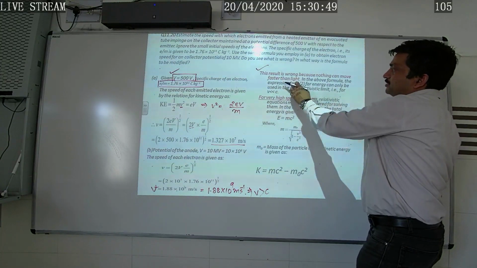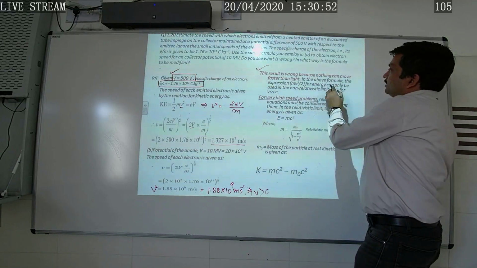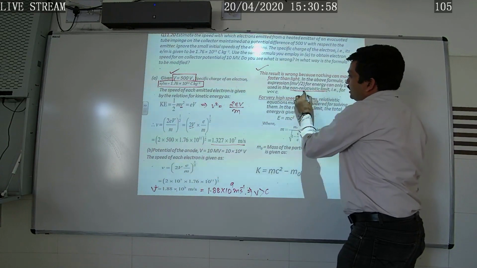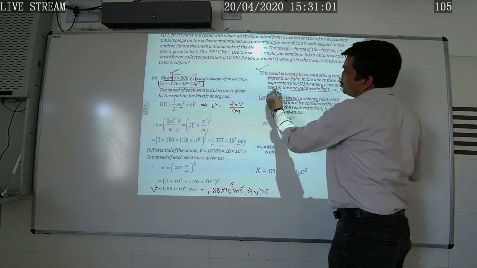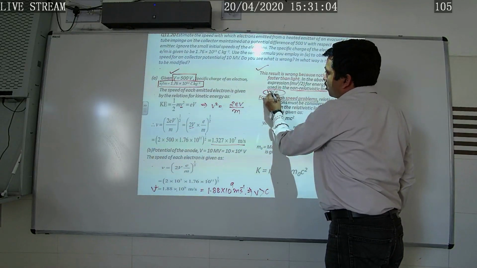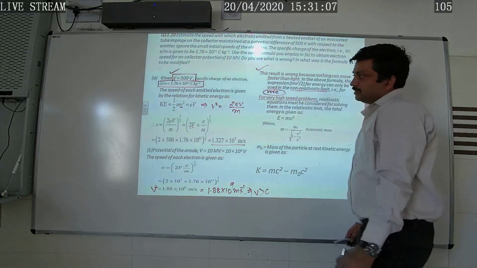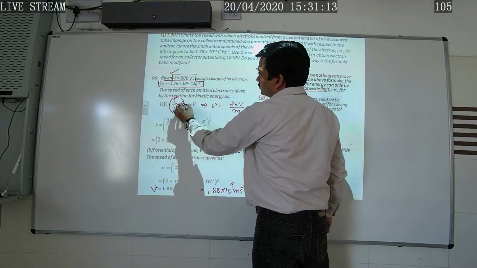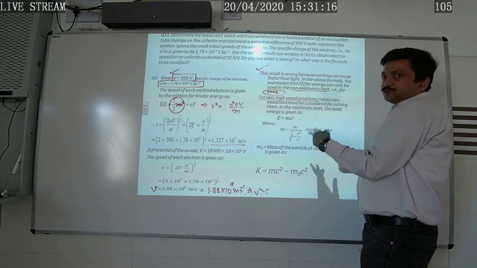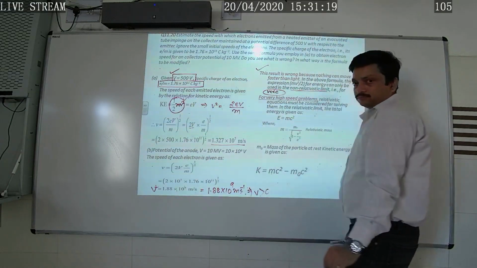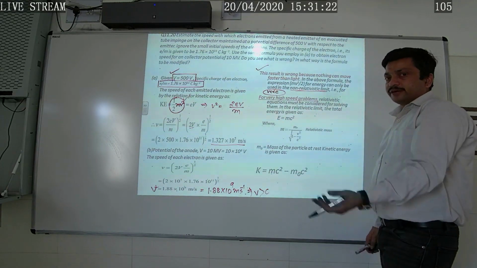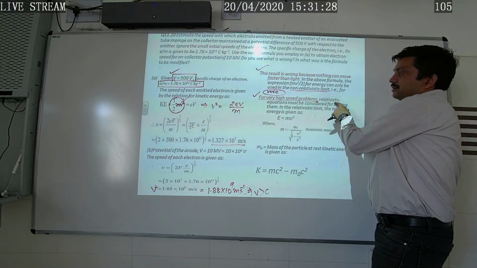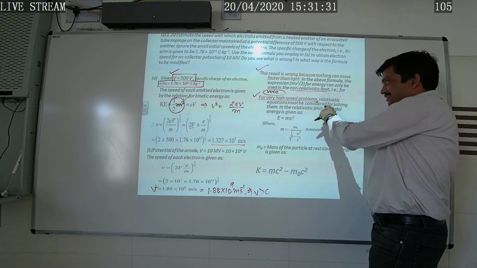In the above formula, the expression 1 by 2 mv square for energy can only be used in the non-relativistic limit. By non-relativistic limit, we mean objects whose speed is very, very small compared to the speed of light, because here kinetic energy is given by 1 by 2 mv square. For particles moving with the speed of light, we cannot use this formula. Why? Because the relativistic formula will come into existence. So for high speed problems, relativistic equations must be considered.